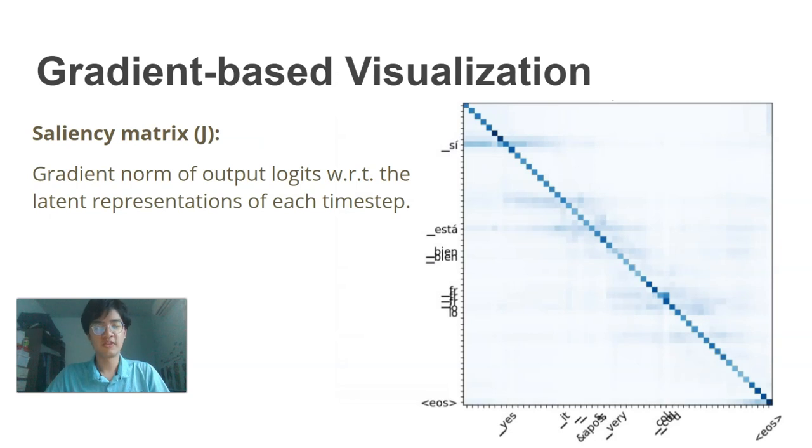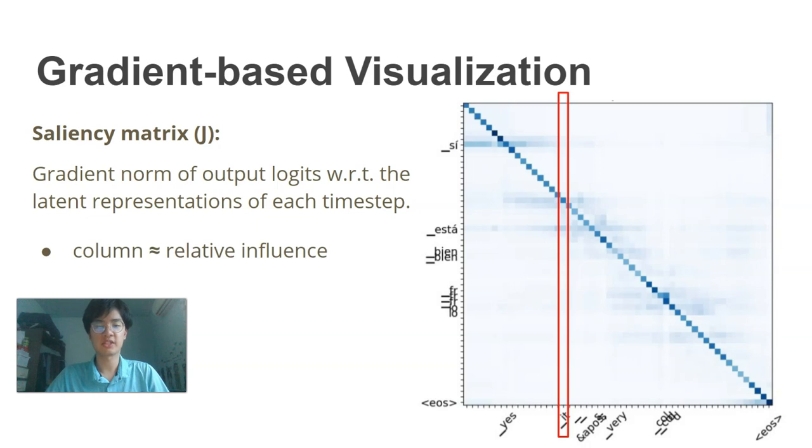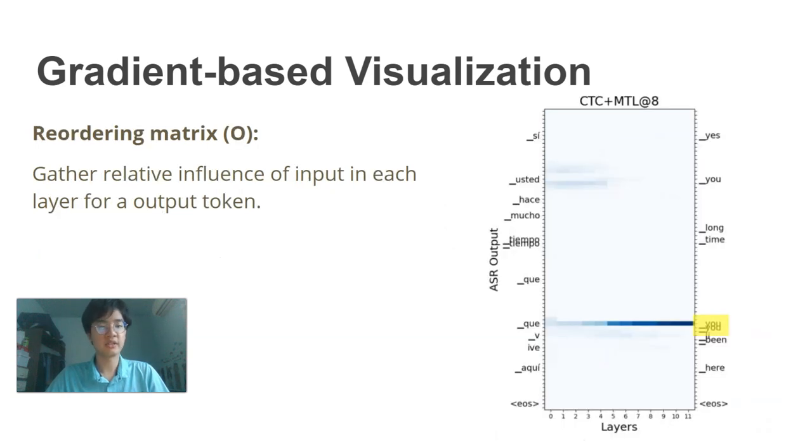Next, we visualize the reordering process by gradient-based visualization. Specifically, we obtain the saliency matrix by computing the gradient norm of output with respect to latent representation of each input. Each column in the saliency matrix is the relative influence of input tokens on the output token. We then aggregate the relative influence of input in each layer for an output token into the reordering matrix. For instance, the figure shows the reordering matrix for the token U.